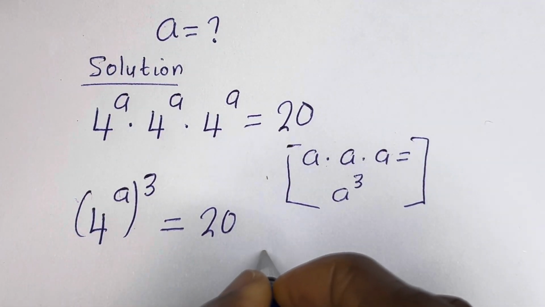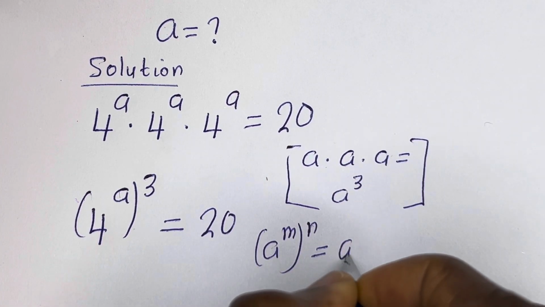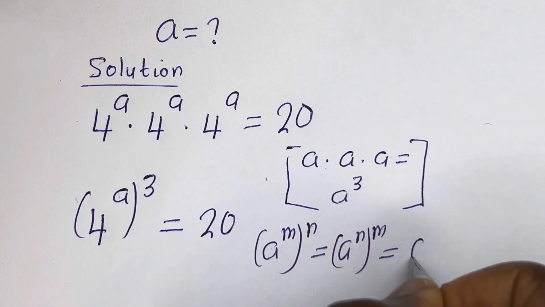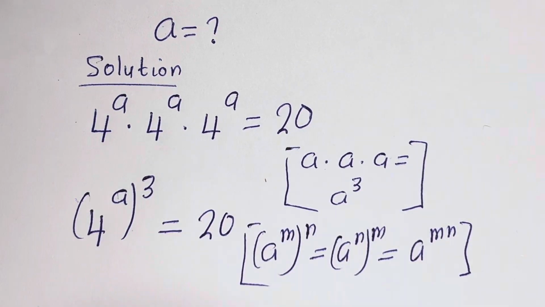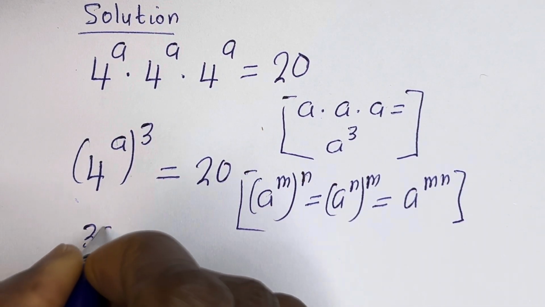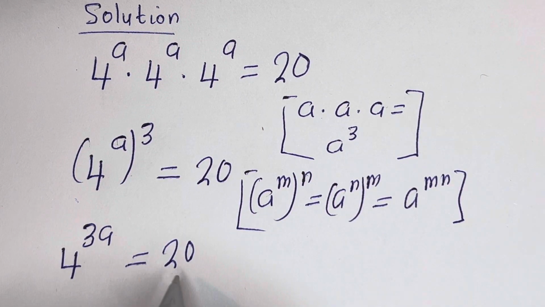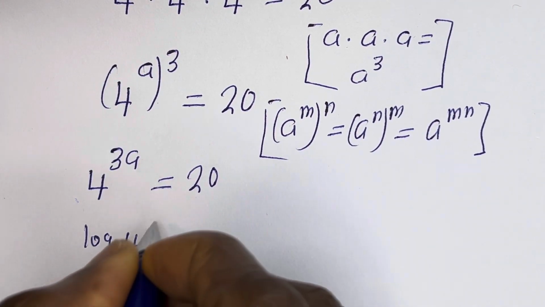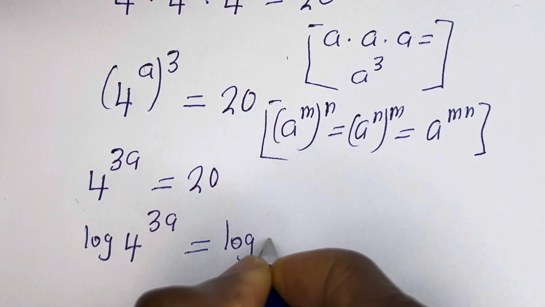Take note of this, that if you have a to the power of m to the power of n is equal to a to the power of n to the power of m, this is equal to a to the power of mn. Then this can be written as 4 to the power of 3a is equal to 20. Let's take the log of both sides of this equation. Log 4 to the power of 3a is equal to log 20.